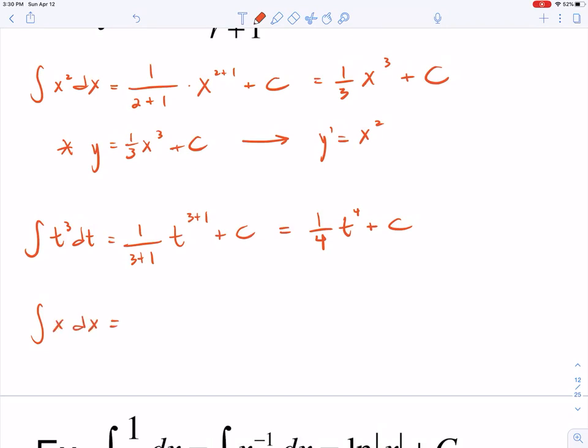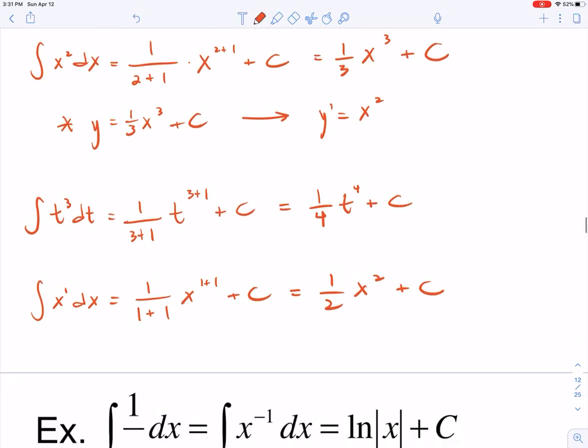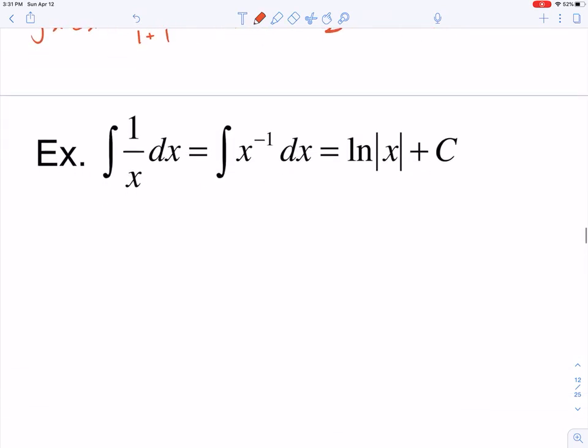Or if we were to integrate, let's say just x to the 1st power with respect to x, that would be 1 over, that's a power of 1, so 1 plus 1, times x to the 1 plus 1 power plus c, which simplifies to be 1/2 x squared plus c.